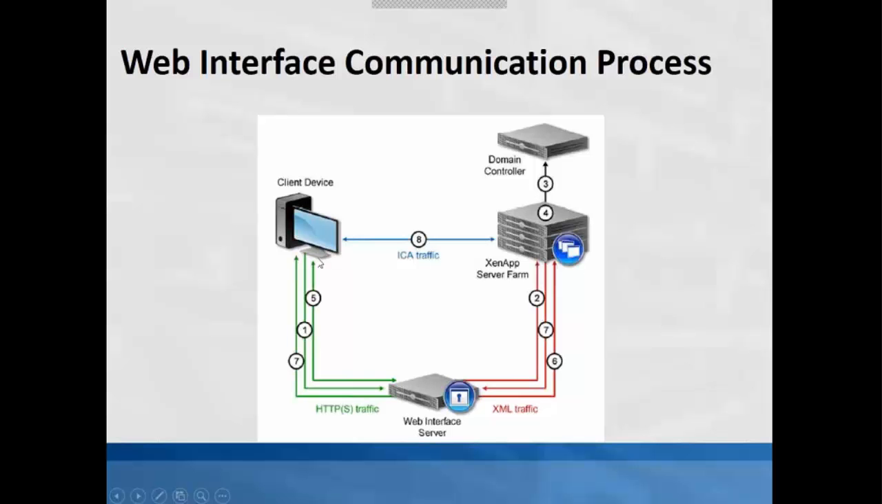The ICA traffic is the client, that remote, very thin or light client that is going to help connect the user with the XenApp server farm to show those applications. But the main purpose of web interface is to offer published apps through the browser to the client, right? Through the browser to the client. Okay, let's go ahead and check a little more.